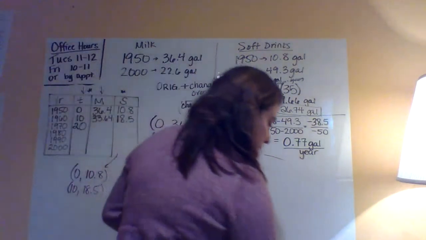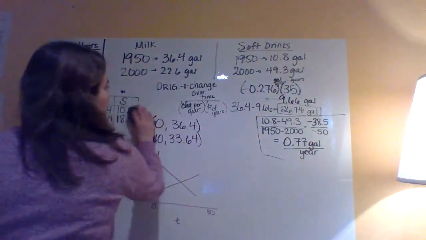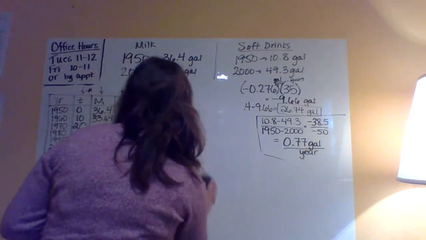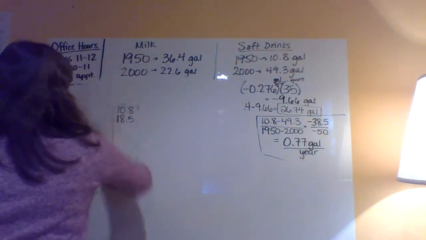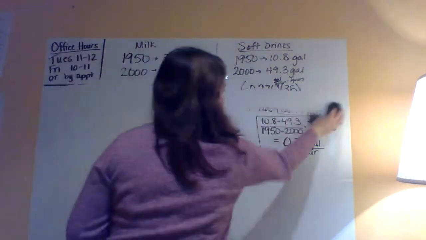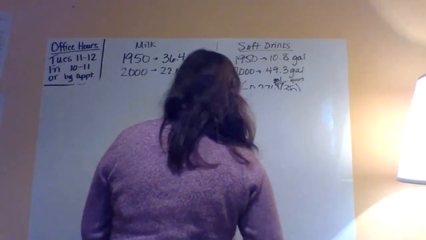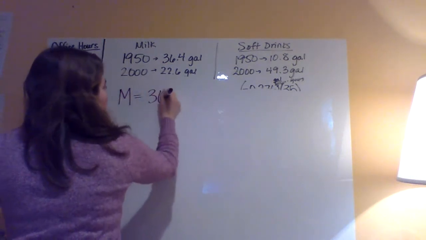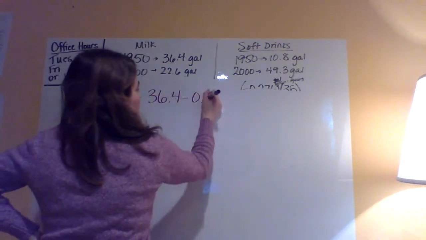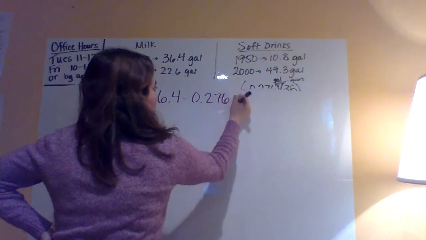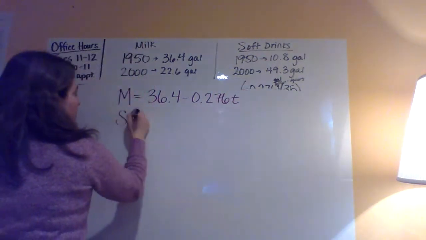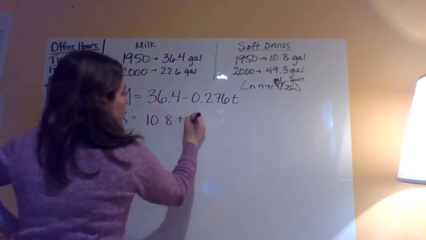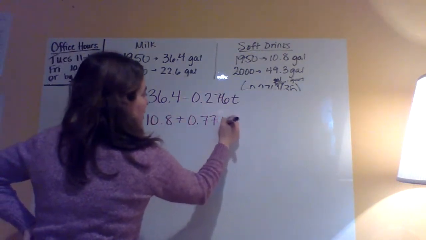All right, so let me write up here again our two equations. So we came up with equations that said M equals 36.4 minus 0.276t. And then we came up with a soft drink equation that was 10.8 plus 0.77t.